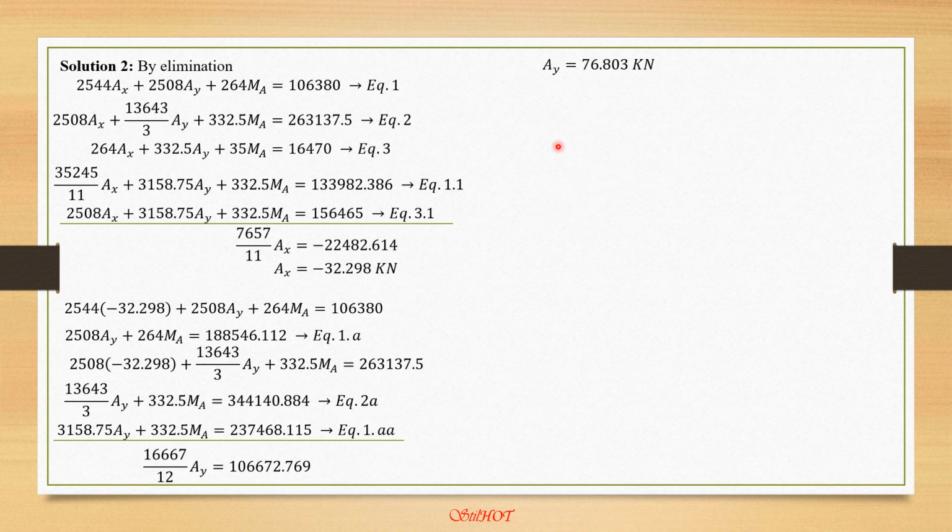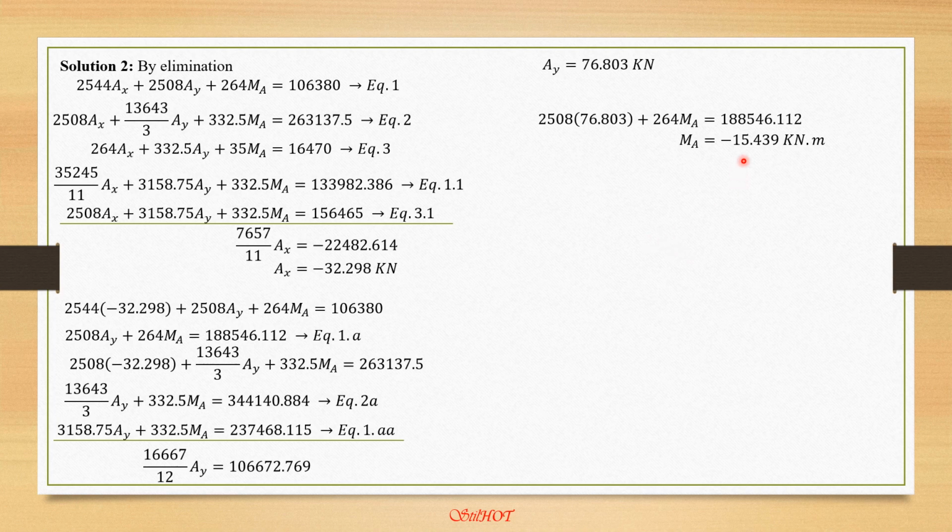Then substitute into equation 1A. So 2508 times 76.803 plus 264 MA equals 188,546.112. So we can solve MA: 188,546.112 minus 2508 times 76.803, then the result divided by 264. So that is MA. So MA is negative 15.49 kilonewton meter.